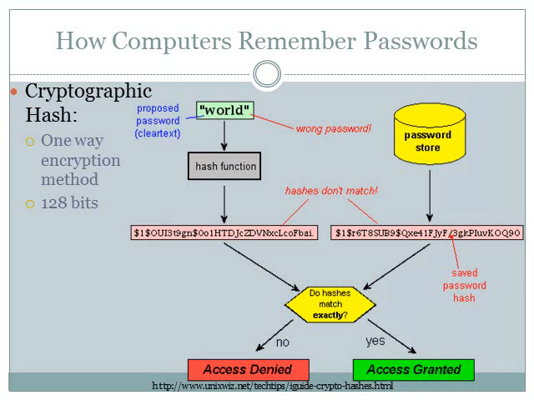How computers remember passwords. They do this through a cryptographic hash, which is a one-way encryption method. It is normally 128 bits long. As you can see on the diagram on the right, when you first enter your password, which in this case is world, your computer transfers it into a hash function. From this hash function, it compares it to the already stored password hash. If they match exactly, then your access is granted. If it is not matched perfectly, then your access is denied and you have to re-enter your password.